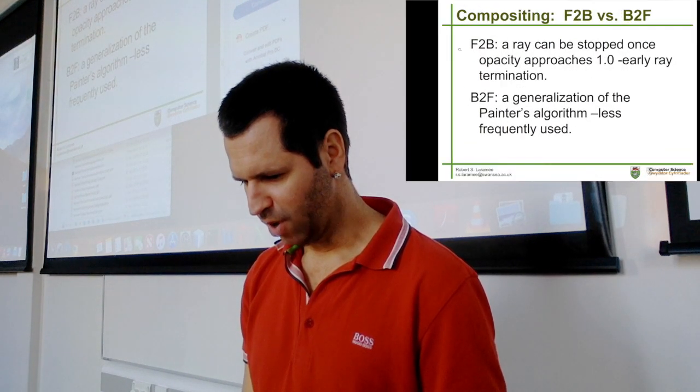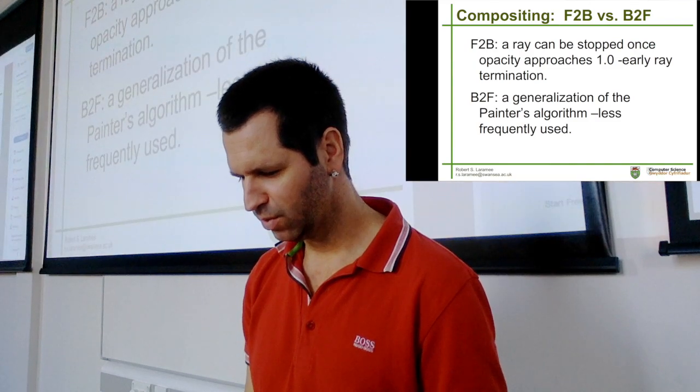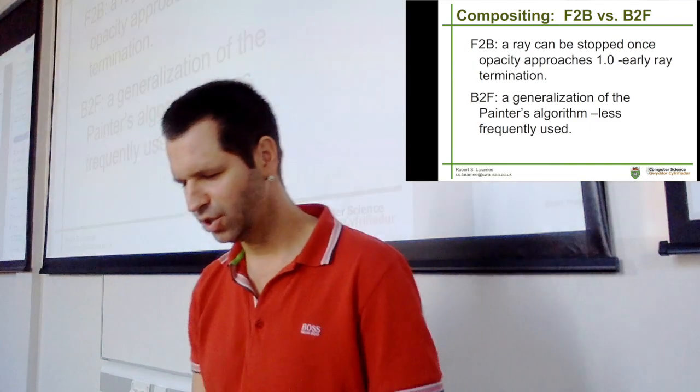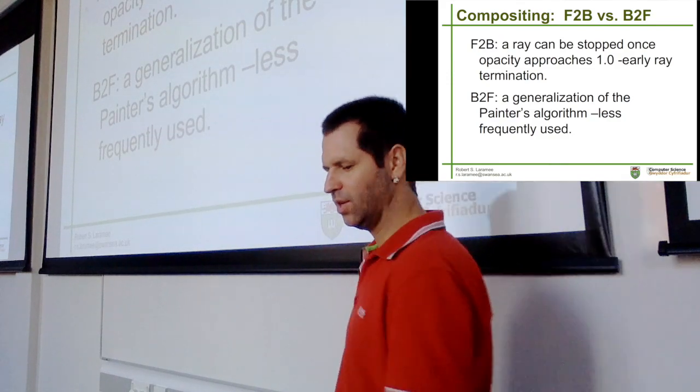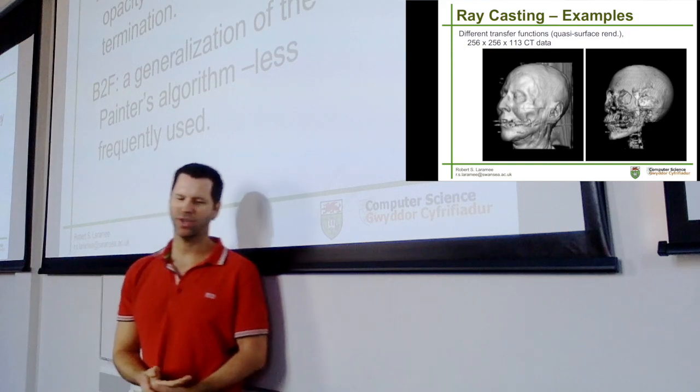So front to back compositing can be stopped once the opacity approaches 1. That's called early ray termination. And back to front compositing was the original implementation.